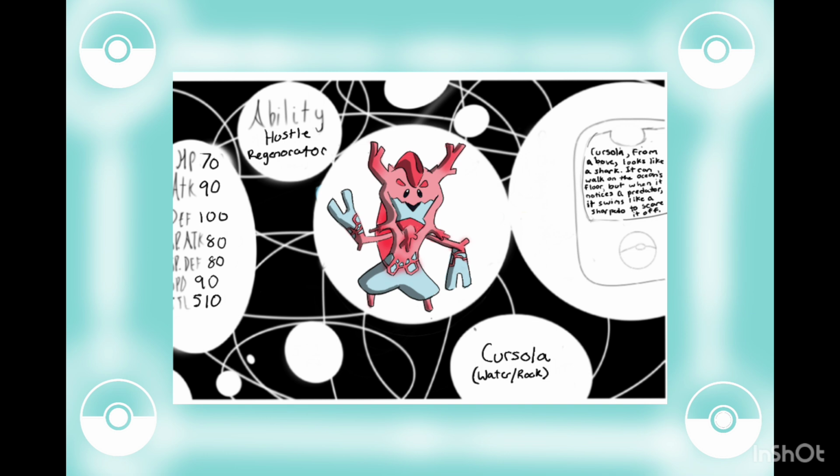It can walk on the ocean floor, but when it notices a predator, it swims like a sharkpedo to scare it off. I kind of think this Pokemon would be in the same vein as Krabby, with a crustacean kind of feel. So yeah, that's that.